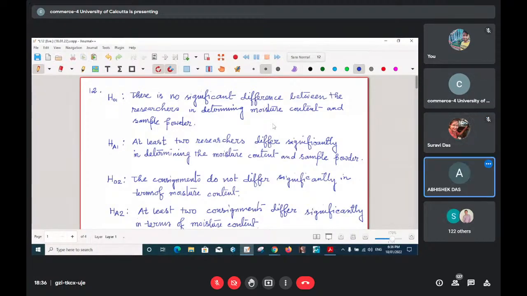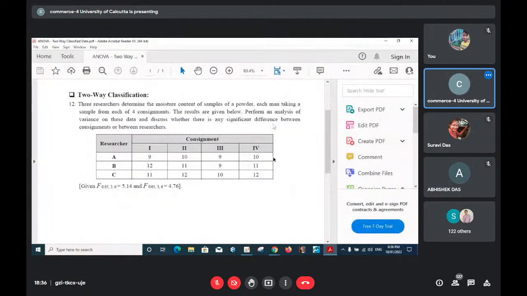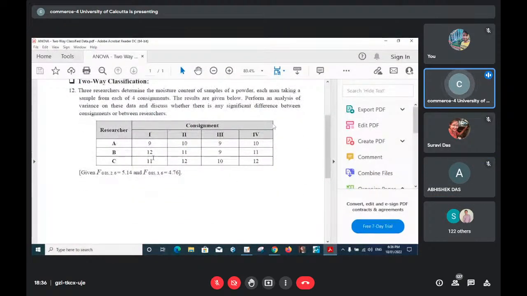Yes, sir. Okay. Now I'm returning to my screen. Here you have seen that, if you can remember the last times, I require squares of these observations. So you know 9 square means 81, 12 square means 144. In this way, squares of each observation will be taken.